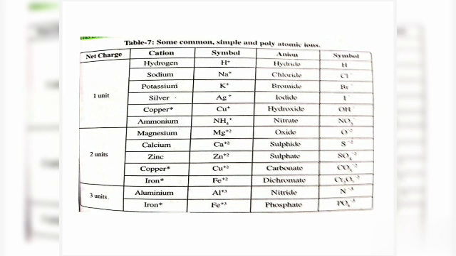Valency of an ion is equal to the magnitude of its charge. For example, the valency of chloride ion, Cl-, is 1. The valency of sulfate ion is 2.